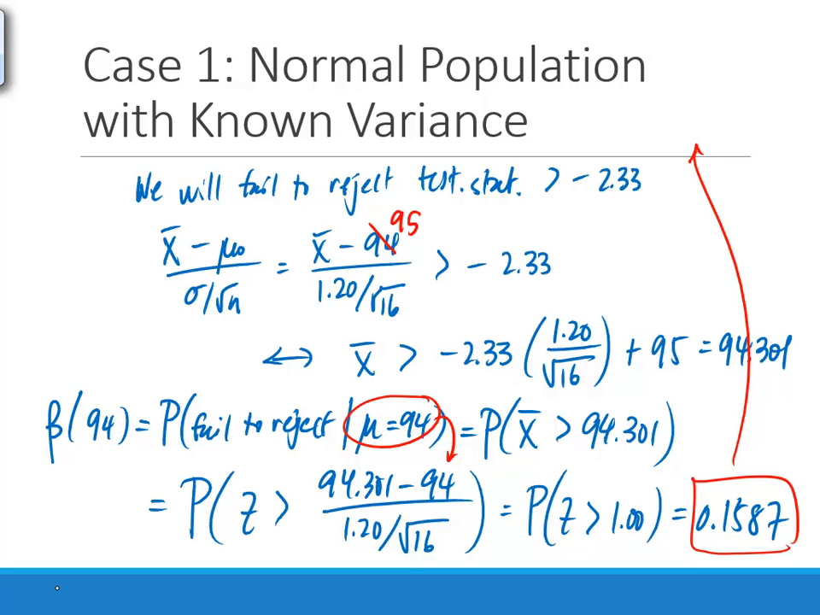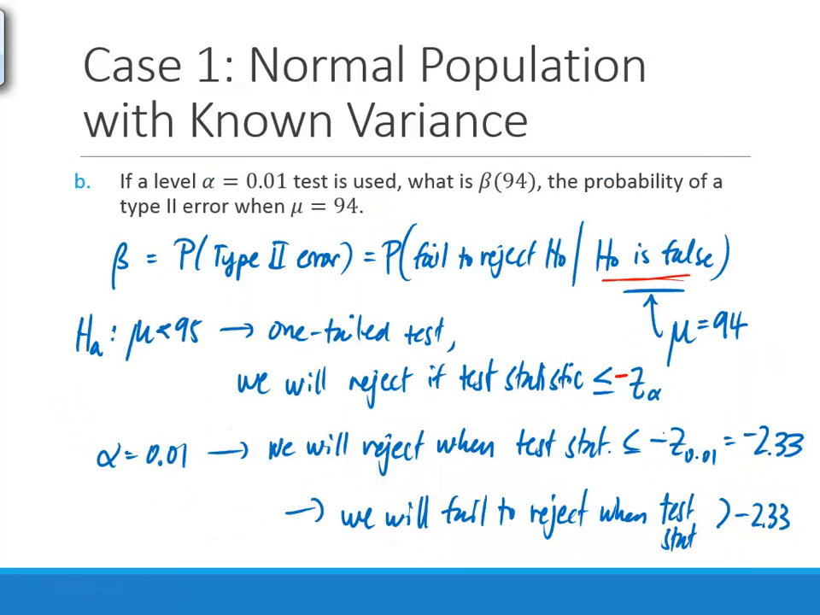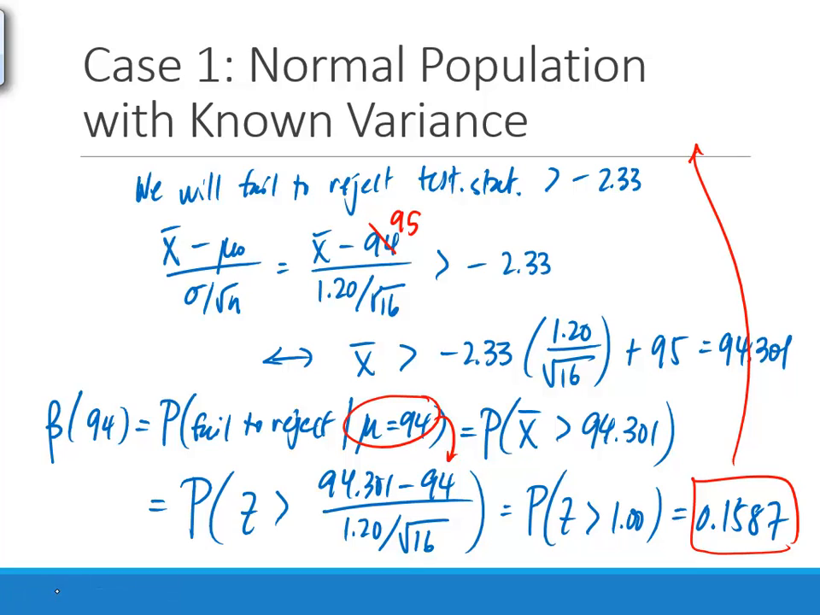So what this number tells us is that we don't know what the mean is, but if it's actually equal to 94, then the probability that we've made the wrong decision here is 0.1587. So let's write that down.